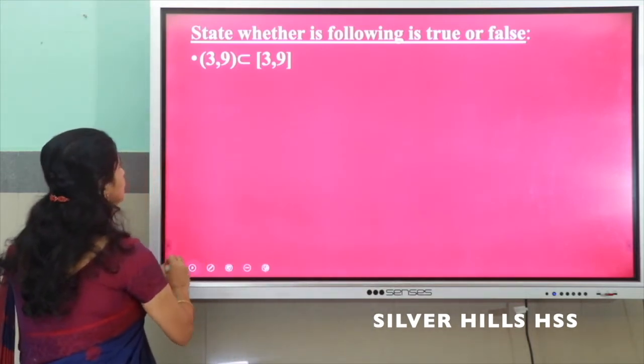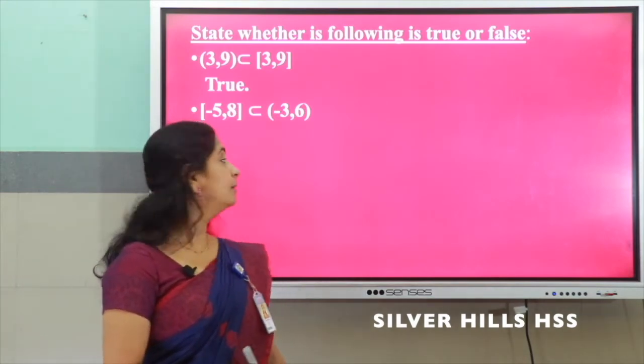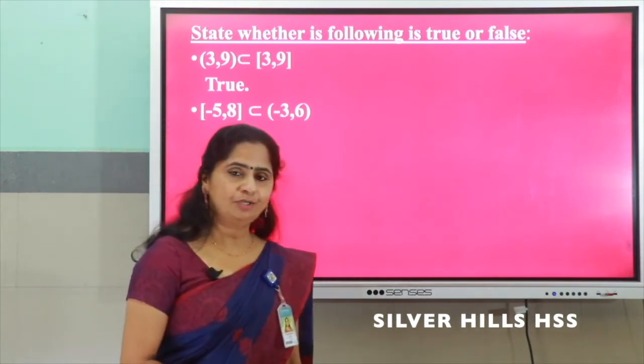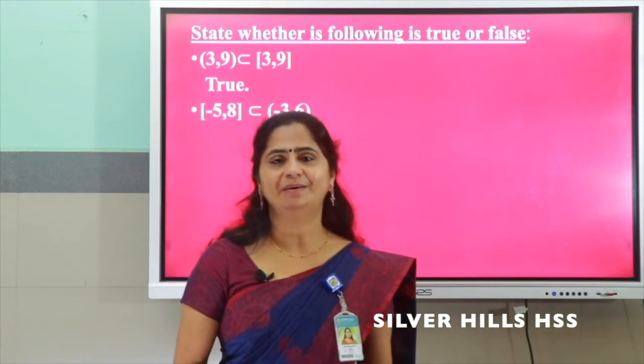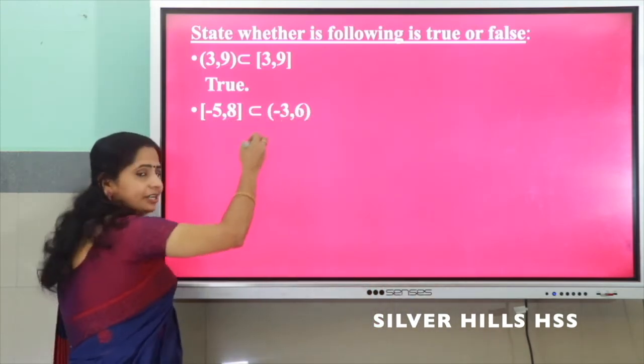So, this is true. Next, closed interval minus 5 comma 8 is a subset of open interval minus 3 comma 6. So, you can see that this minus 3 is not included.